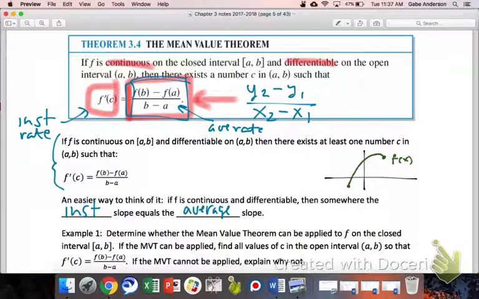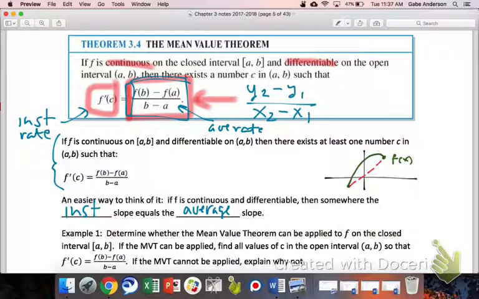Maybe it's a parabola, a cubic. I mean, who knows what it could be? It could be a sine graph. But that's my graph of f. If I was going to graphically represent the average rate of change, wouldn't it be fair to say that the average slope would look something like that? I tried to make it a straight line. That make sense?